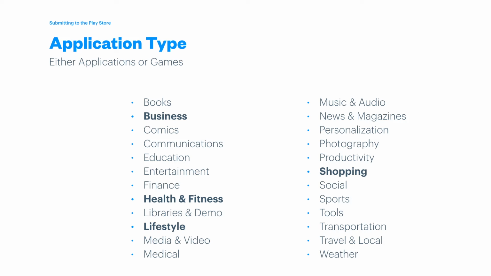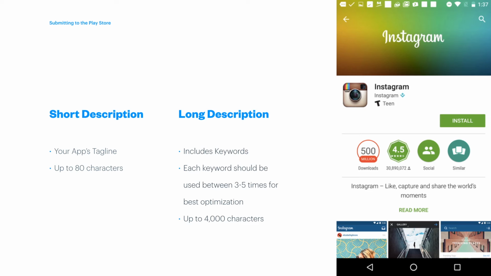There are key differences between Apple categories and the Play Store categories, the biggest being that shopping is its own category instead of a subsection of lifestyle. The short description is your app's tagline, and you only have up to 80 characters. So for Instagram, it's "Capture and share the world's moments." That should be the tagline and the attention grabber for your users.